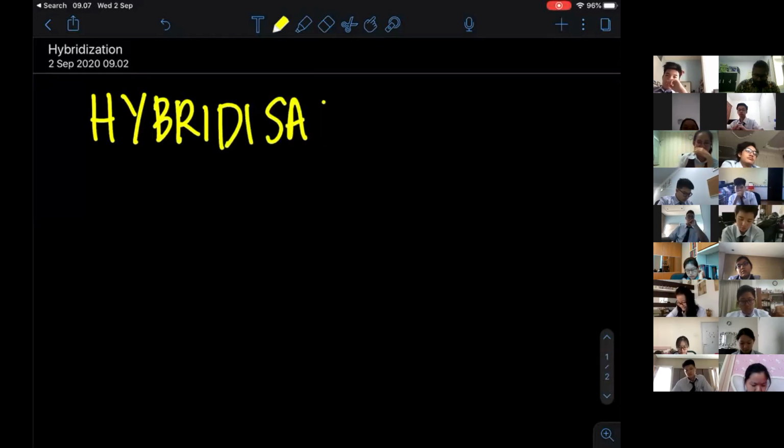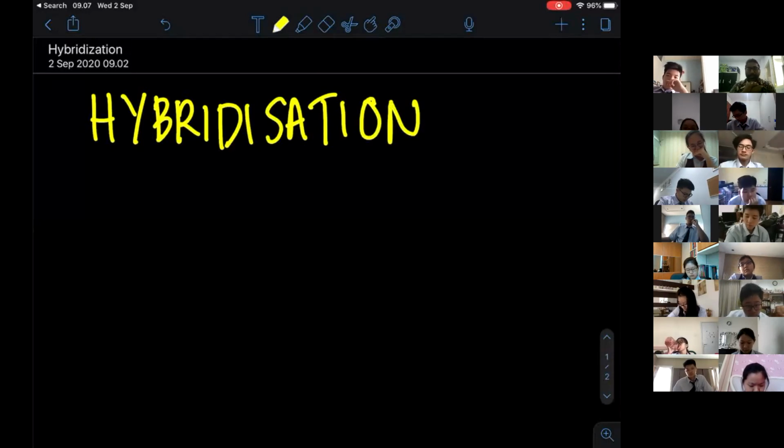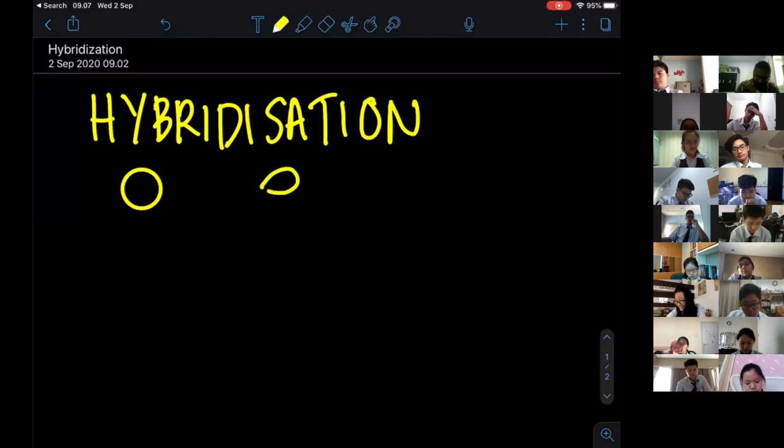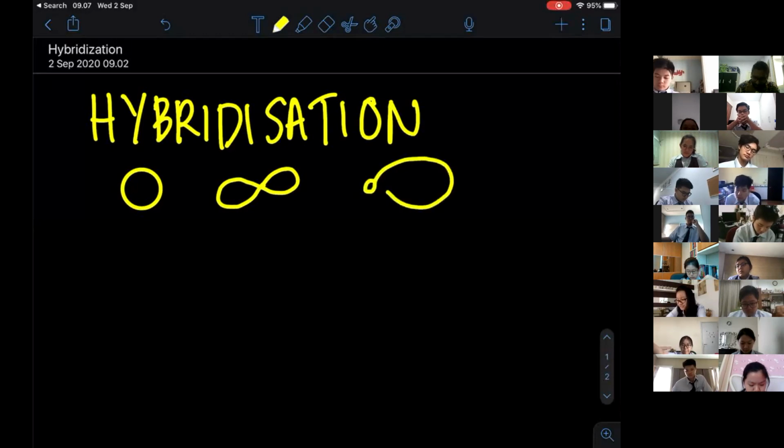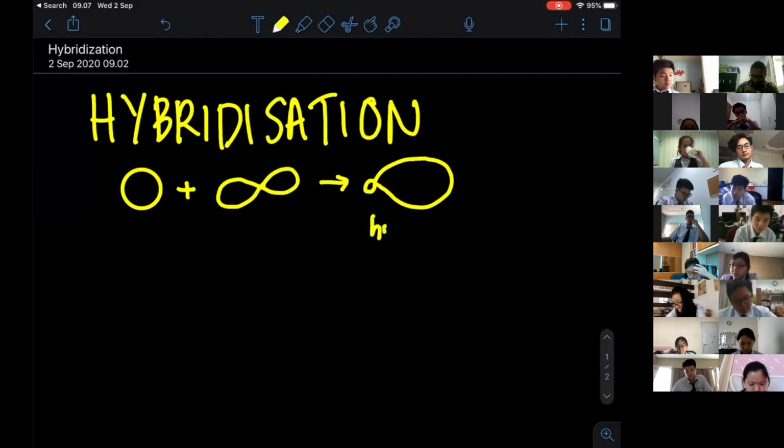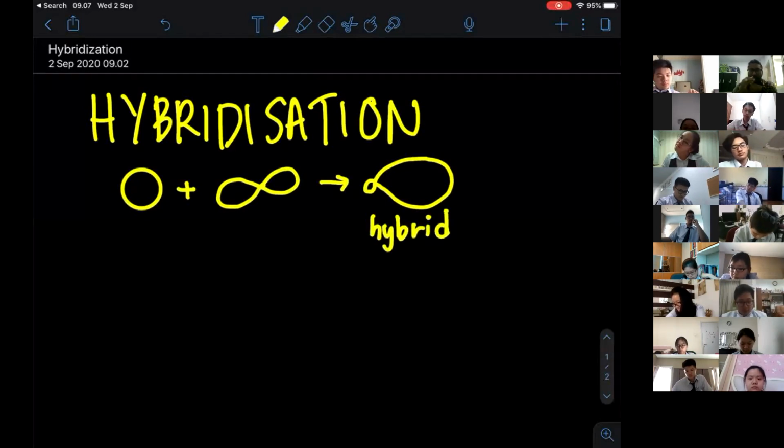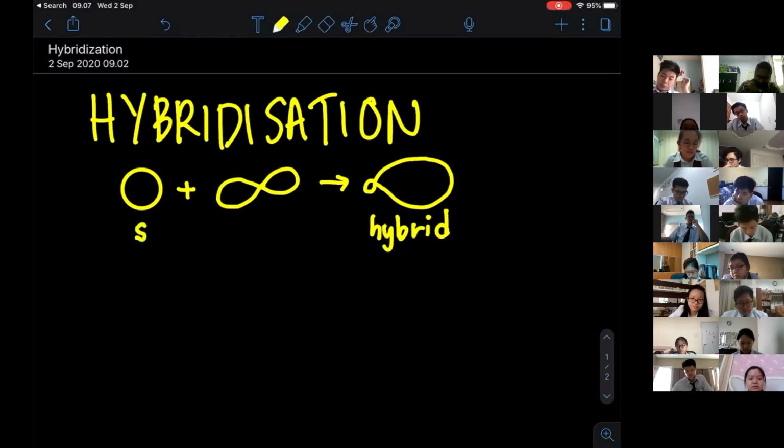I will actually go through this hybridization again. Now, hybridization, as you know, is something that happens with orbitals. If you have s orbitals and p orbitals, when they join together, you will have some kind of modified orbital that looks something like this. So this is a hybrid orbital, and it contains the properties of both s and p.